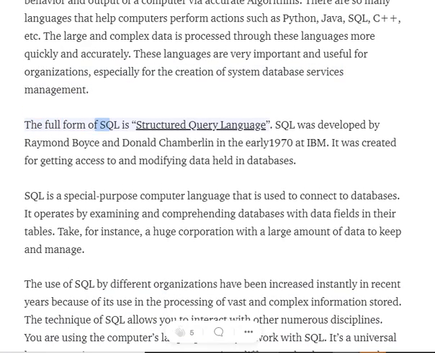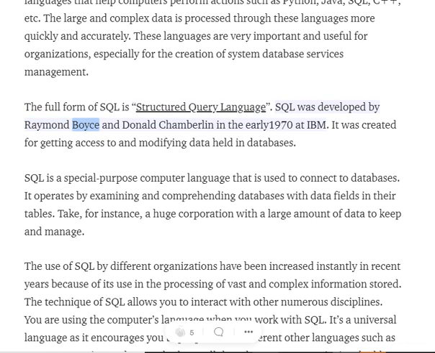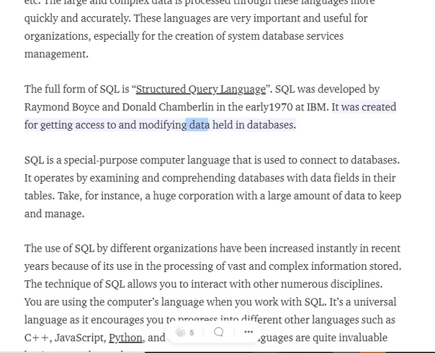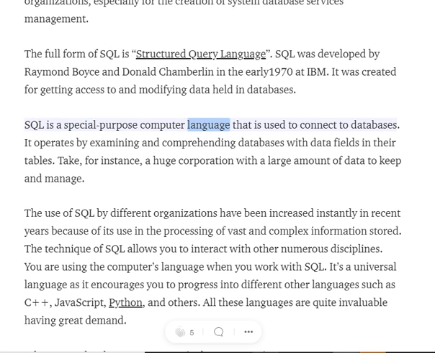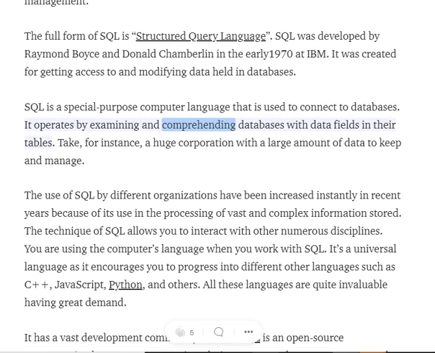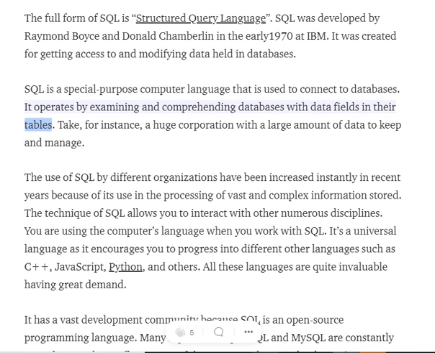The full form of SQL is Structured Query Language. SQL was developed by Raymond Boyce and Donald Chamberlin in the early 1970s at IBM. It was created for getting access to and modifying data held in databases. SQL is a special-purpose computer language that is used to connect to databases. It operates by examining and comprehending databases with data fields in their tables.